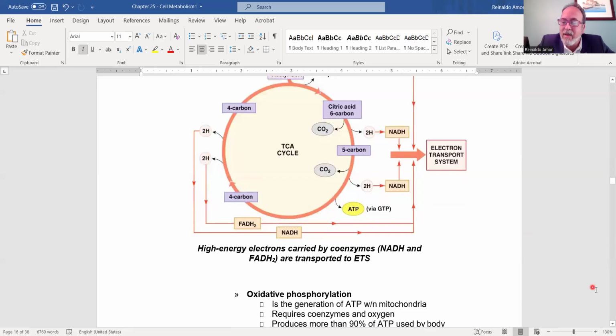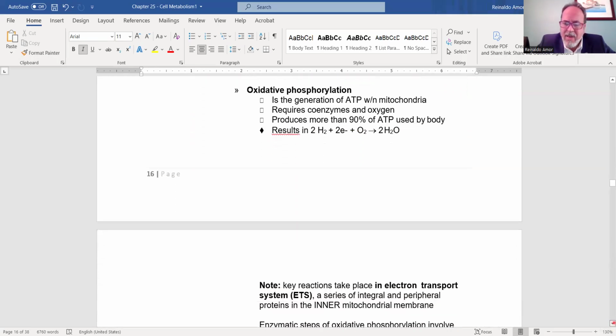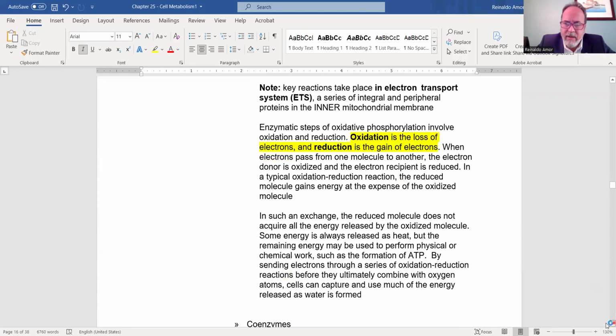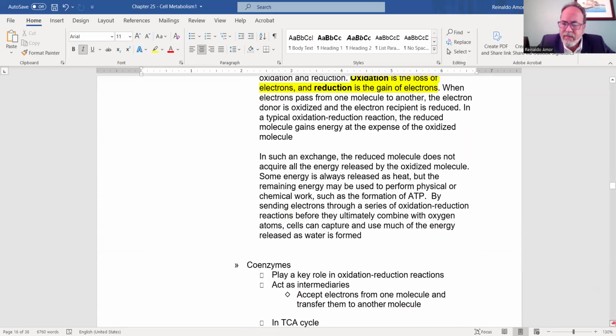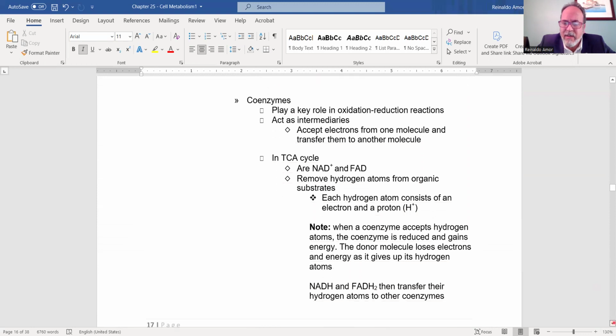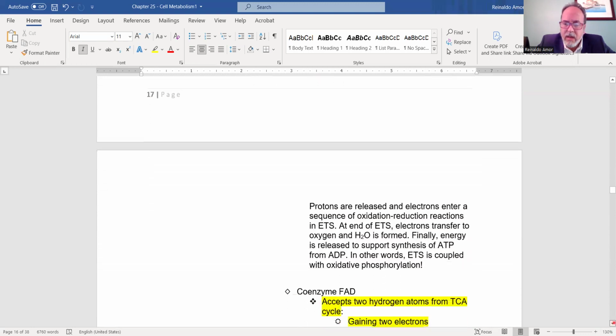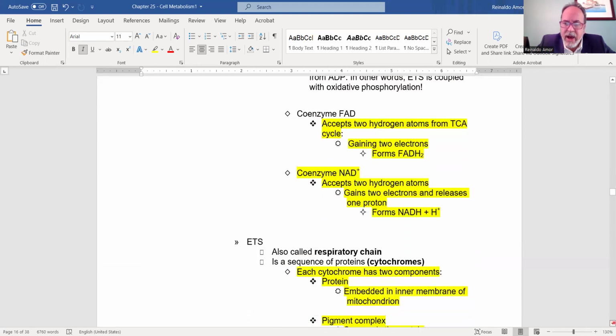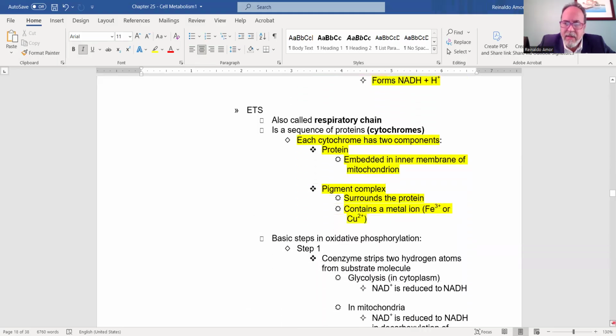I'm live here. So in the inner mitochondrial membrane, we have something called the electron transport system. Where are these NADHs, FADHs heading to? The electron transport system. Let's see what's happening in this electron transport system. It's a lot of material, but I need to summarize it.